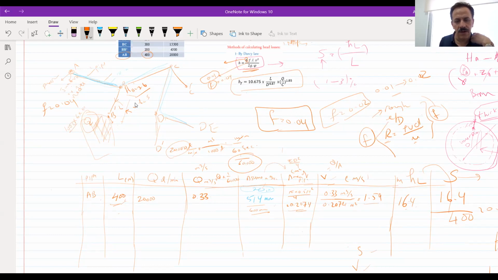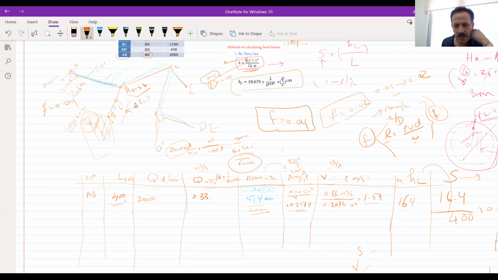It will give you the velocity. We said this velocity should be within a specific range, between 0.6 to 1.5 meter per second. Why 0.6? We don't want sedimentation to occur in the pipe, and we don't need a high velocity in the pipe because of the turbulent flow.